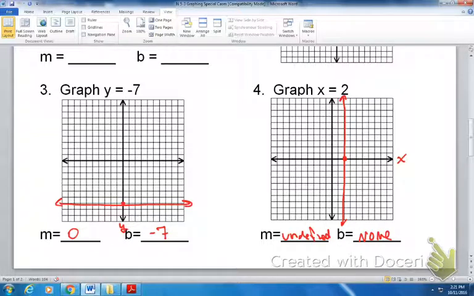So that's pretty much all the new stuff today, guys. Watch out. Don't get them mixed up. That'll get you if you do. Let's look at the review problems on the back.